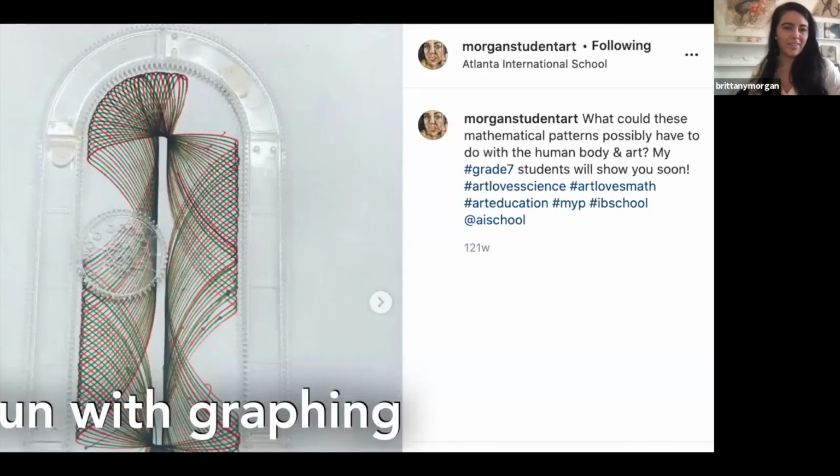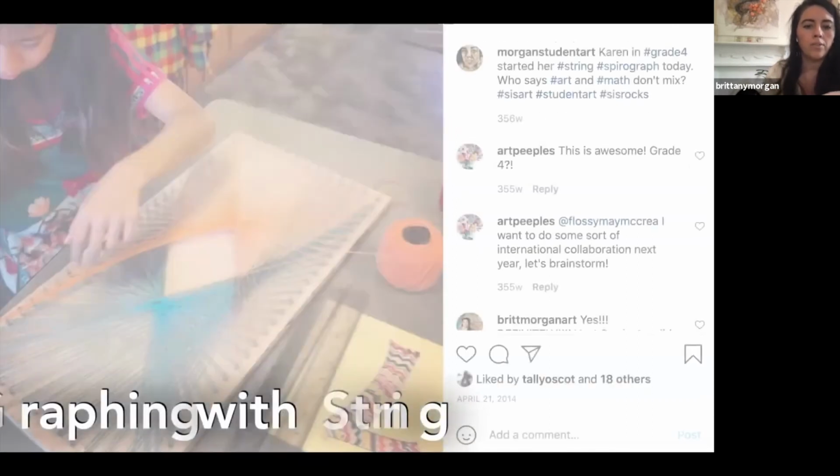Letting them have fun with spirographs. These were fun. These were kind of an intro. You'll see that I wanted them to see how graphing and mathematically counting things out can create really beautiful works of art.